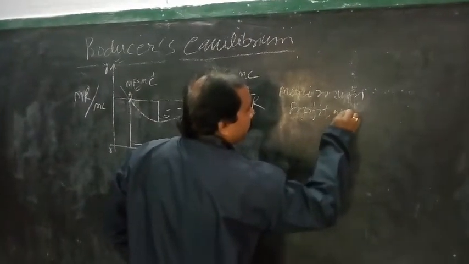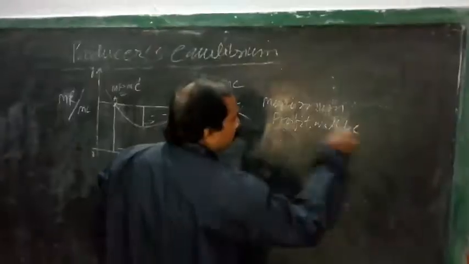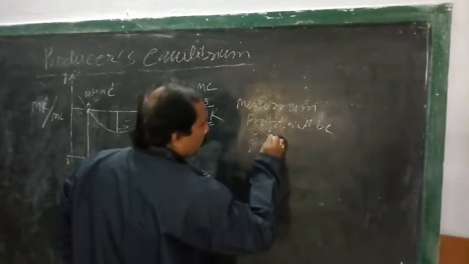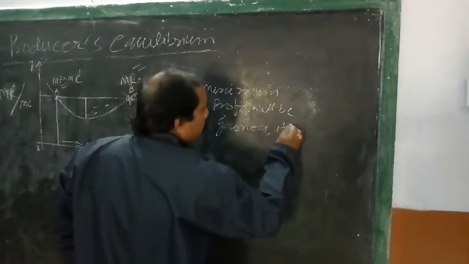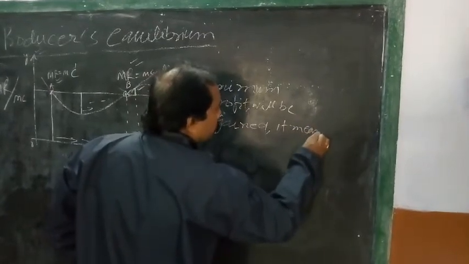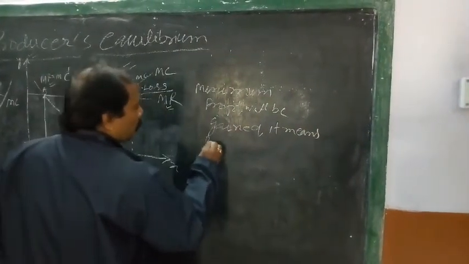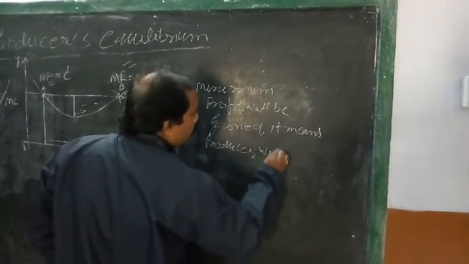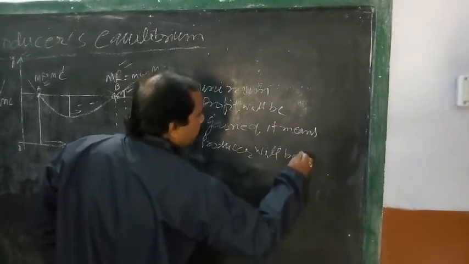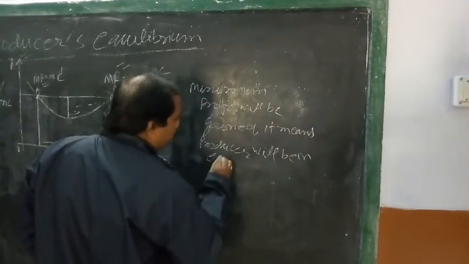will be gained, it means the producer will be in equilibrium.